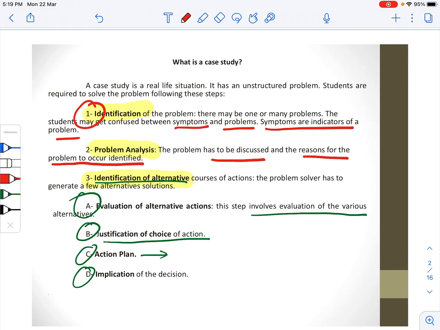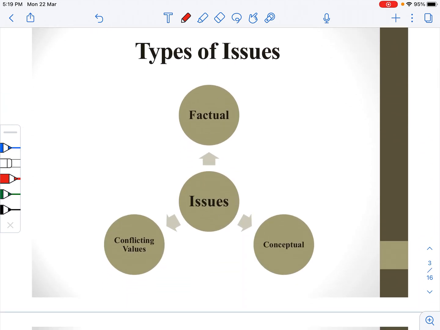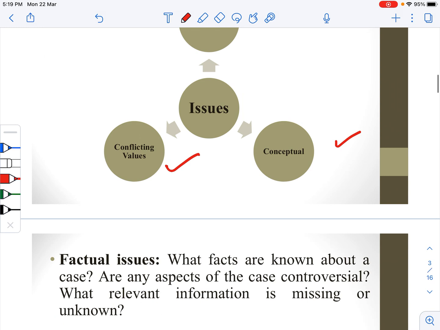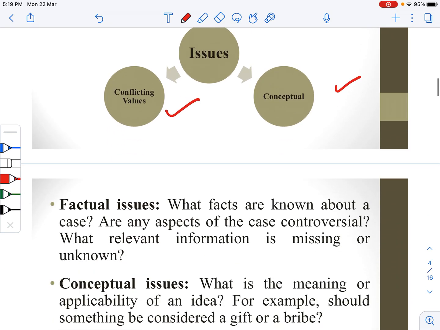Okay, on point number one, identification of the problem. The problem or the issues can be factual, conceptual, or conflicting values. So there are generally three types of issues or problems. When you read the case study, you need to identify if it's a problem, and if yes, what kind of problem. Is it factual, conceptual, or conflicting values?